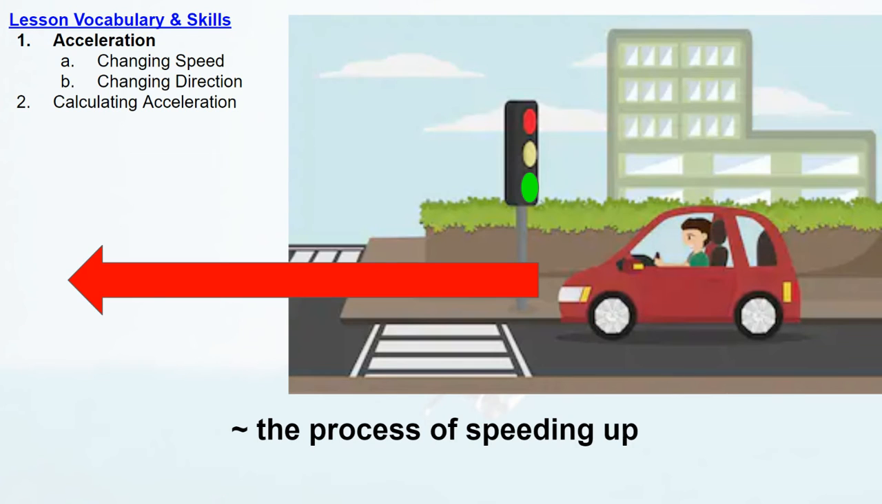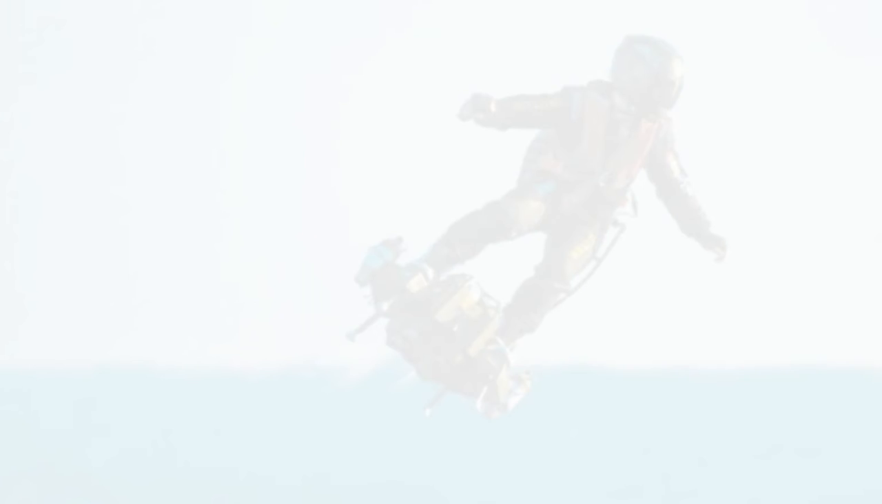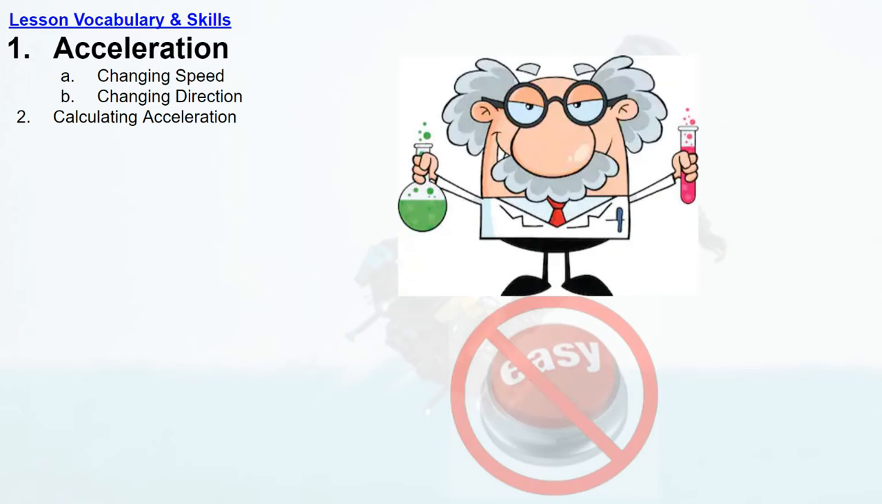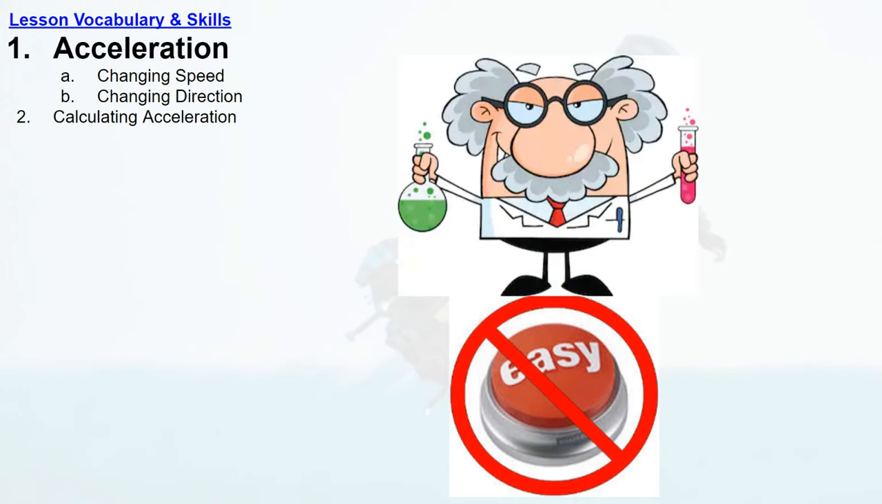But I need you to think like a scientist. If we think like a scientist, acceleration has a more precise definition. Scientists define acceleration as the rate at which velocity changes. Now, remember velocity from our last lesson. It entails both speed and direction of an object.